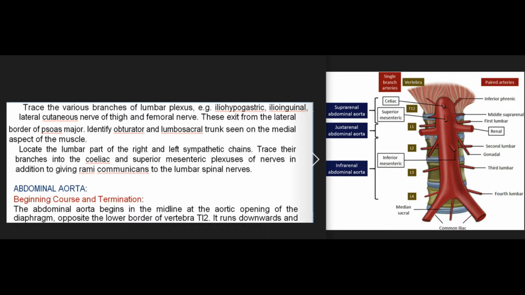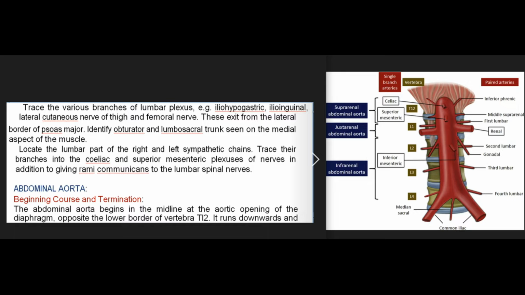Locate the lumbar part of the right and left sympathetic chains. Trace their branches into the coeliac and superior mesenteric plexuses of nerves, in addition to giving rami communicantes to the lumbar spinal nerves. Abdominal aorta, beginning, course and termination.